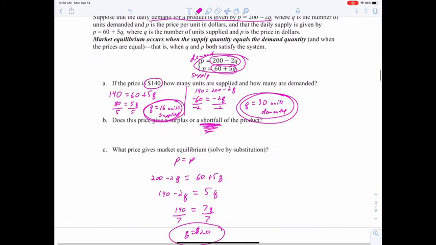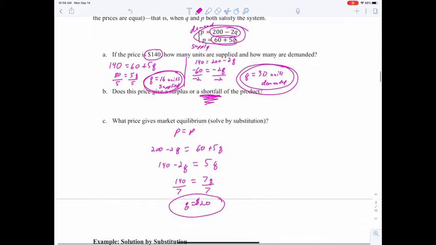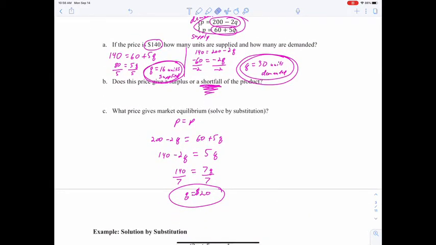Or wait, let's see. Q. Oh, Q is the number of units. My mistake. So we didn't actually answer the question yet. 20 units. Oops. 20 units will give us market equilibrium, but it says what?